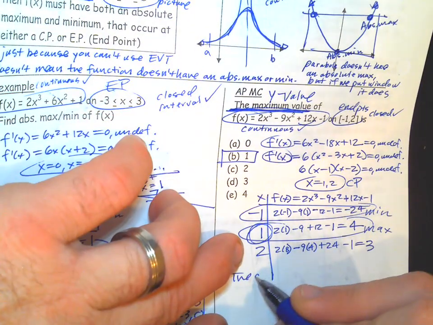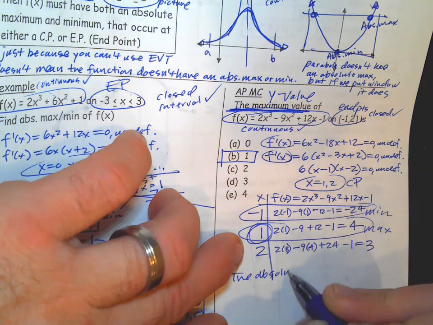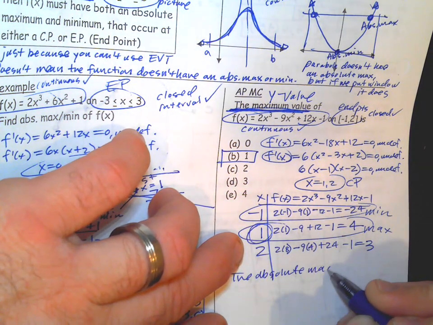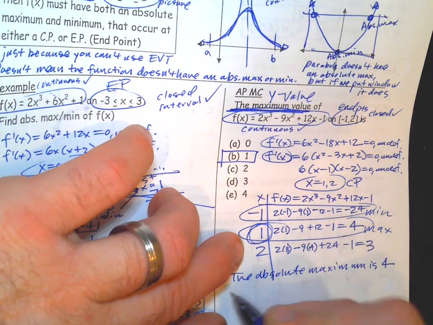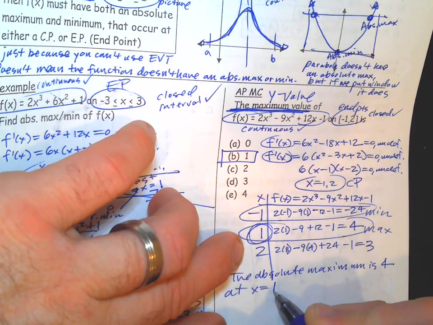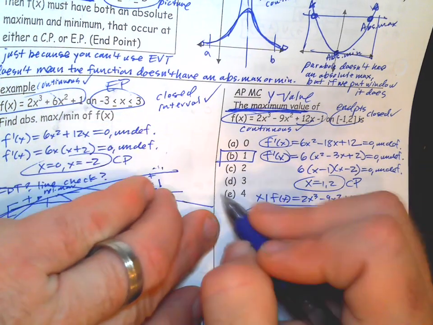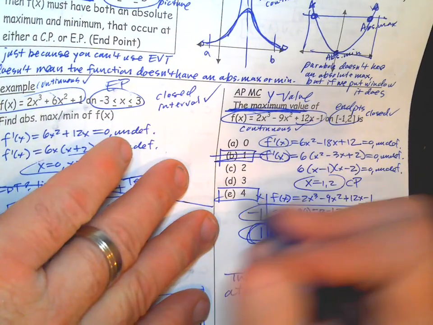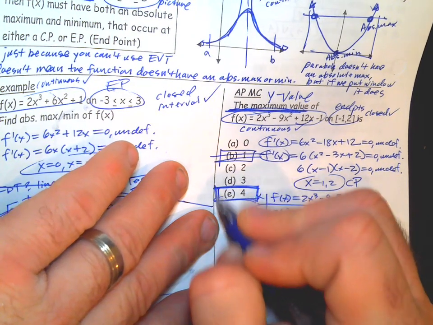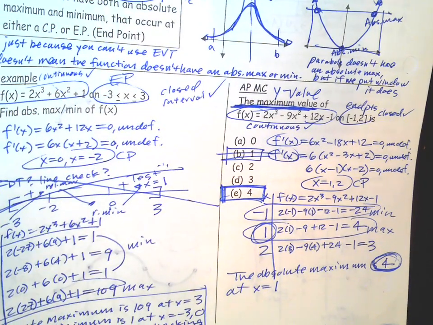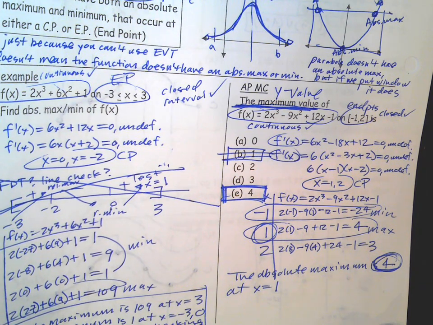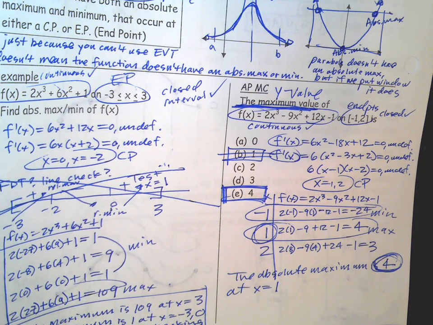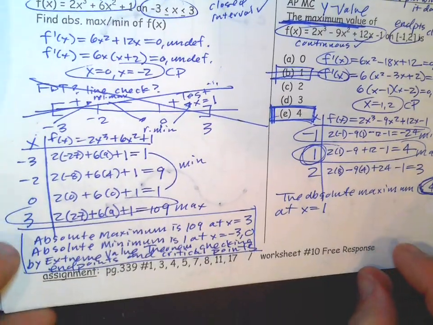If we were to write this as an answer, we'd say the absolute maximum is 4 at x equals 1. Don't get tricked. The answer is E. Be careful. Sometimes they ask you for the y value, sometimes they ask you for the location. On free response, I always put both of them. It's safe. On multiple choice, you've got to make sure you pick the right one.